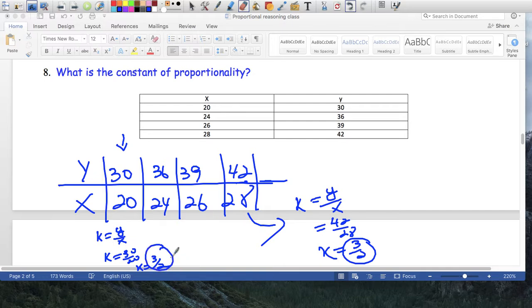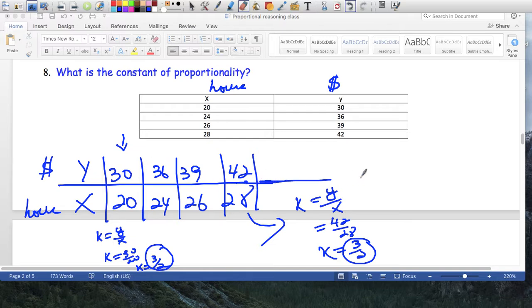So clearly the unit rate here is 30 over 20. I'm just making this up. Let's call this money and let's call this hours. This person makes $30 in 20 hours, or $36 in 24 hours, $39 in 26 hours, or $42 in 28 hours.